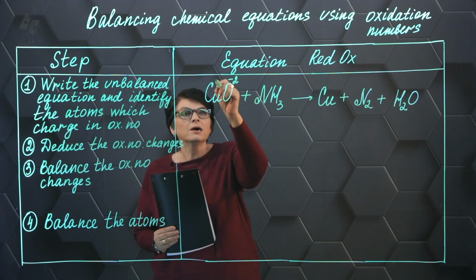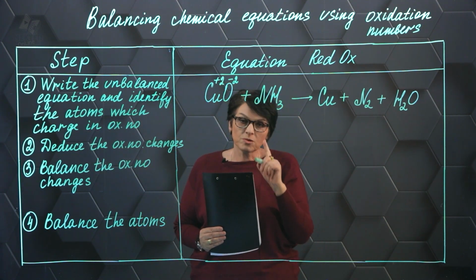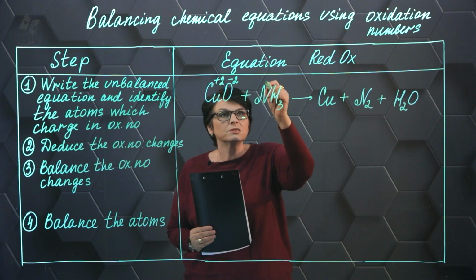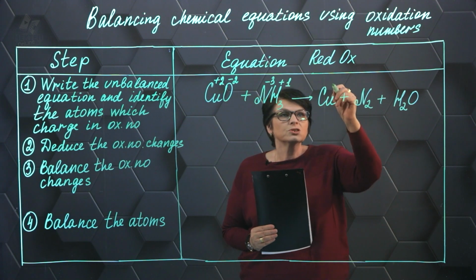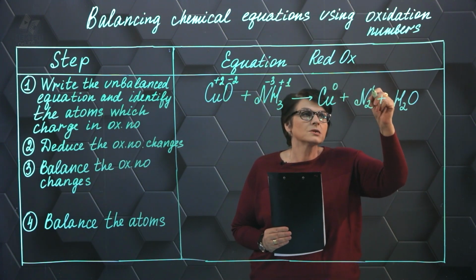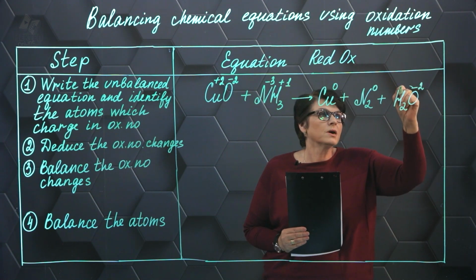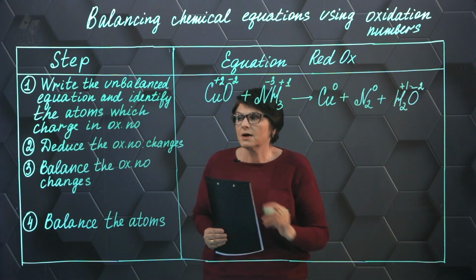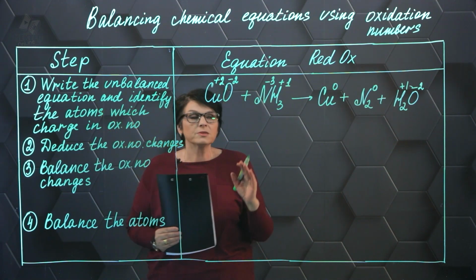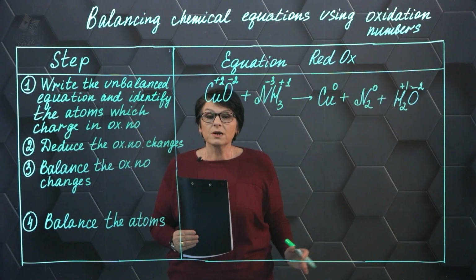In NH3 we remember that this is a special molecule. Here nitrogen is -3 and hydrogen is +1. Simple substances, copper 0, nitrogen 0, and in water, hydrogen +1. The rule of the cross works. So the first stage we have done, put the degree of oxidation in the not yet equated reaction scheme.